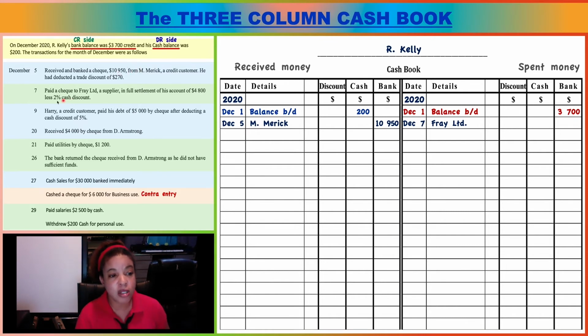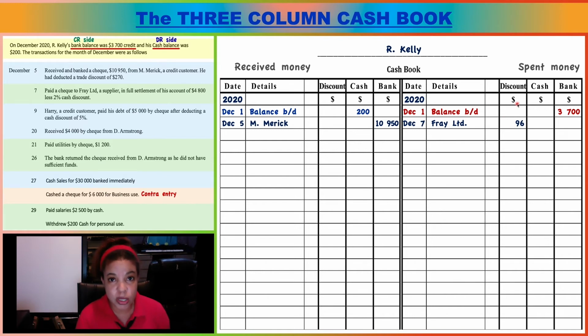So the discount is 2%. So we did not have to pay the full $4,800. That was the total amount that we owed to him. How we calculated it is very, very simple: 2% of the 4,800, because they gave us the amount owed. So 2% of 4,800, your discount will be $96.